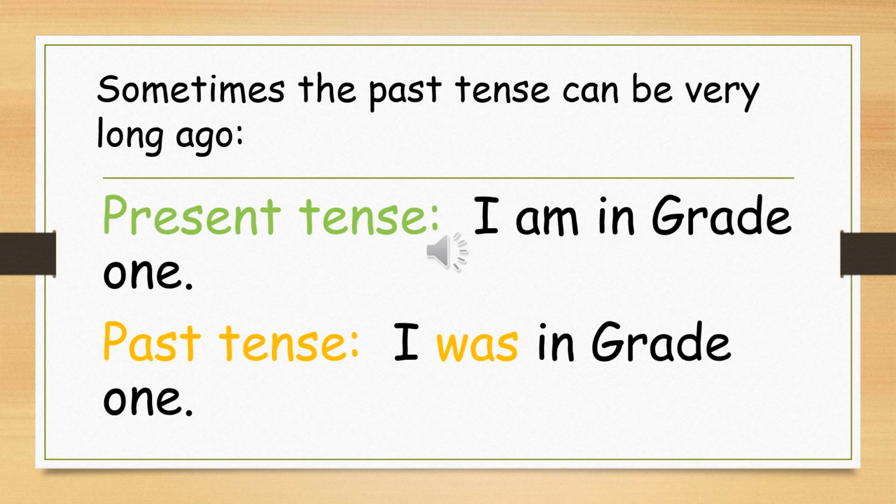Sometimes the past tense can be very long ago. So if we use present tense and say, I am in grade 1, we know that's not true right now. You were in grade 1 quite long ago, at least 4 or 5 months ago. So let's rather put that sentence into the past tense. I was in grade 1. So instead of using the word am, we changed it to was. I was in grade 1.